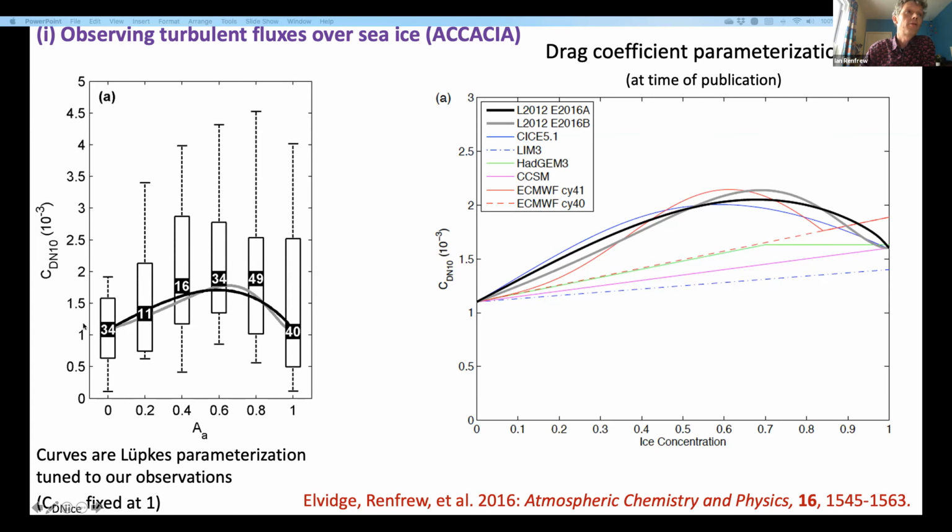And you can see that there's an increase in drag coefficient across the marginal ice zone. So the largest drag coefficients are around 0.6 or 0.8 ice fraction. And then there's a lower ice fraction over 100% sea ice, and then lower also over open water. And this sort of functional form matched reasonably well with the theoretical based parameterizations from, for example, Christoph Lüpkes' group and Ed Andreas and others.